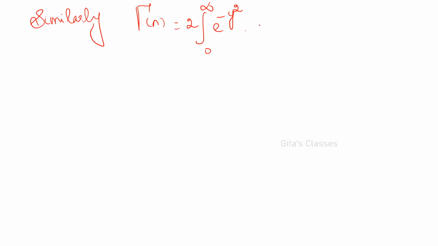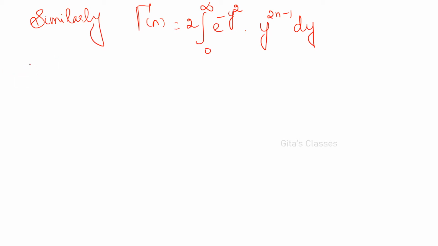Similarly, gamma of n can be written as 2 times the integral from 0 to infinity of e power minus y squared into y power 2n minus 1 dy. Whatever you have here, you have to write the same there.